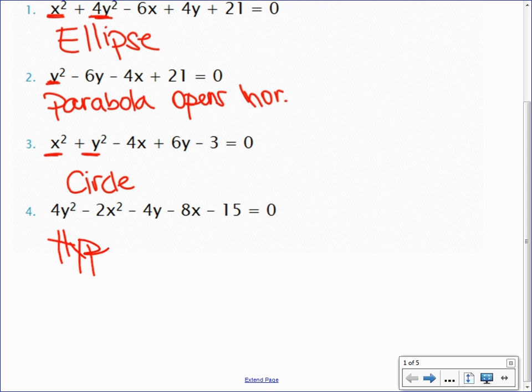Okay, and number four, everybody, what is it? Hyperbola. We have x squared and y squared present, however, one is negative. Which way is this going to open? Vertically, because the y squared is positive.